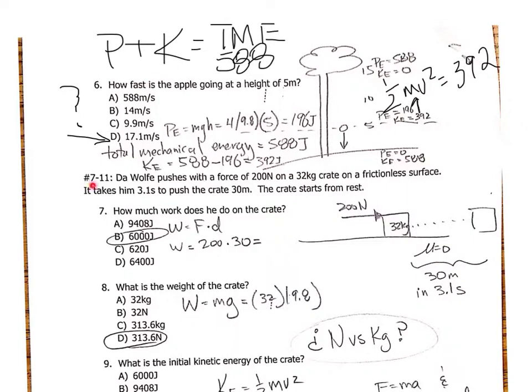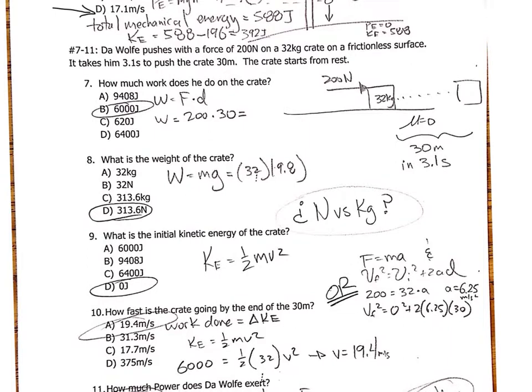Number 7, de Wolf pushes with a force of this on a crate with this mass on a frictionless surface. It takes him 3.1 seconds to push the crate 30 meters. So here's my diagram. We have a bunch of information: frictionless, mass, force, distance, time. Let's see what we can do.